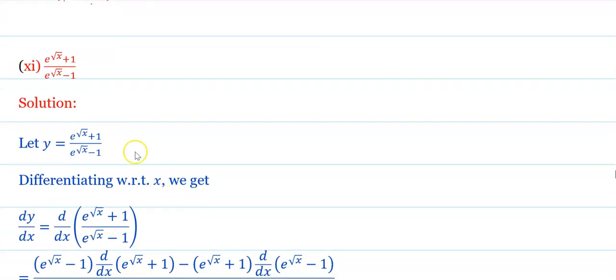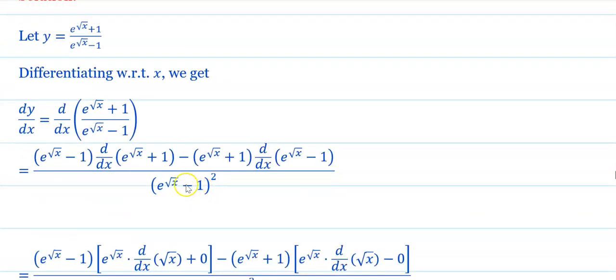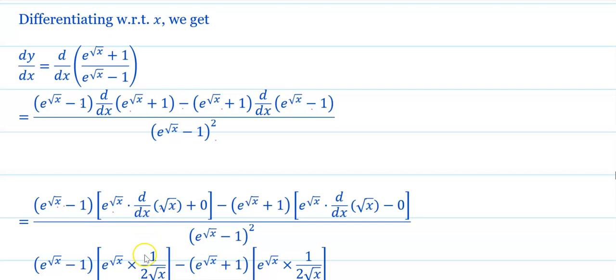Okay. Now next, y is equals to e raised to root x plus 1 upon e raised to root x minus 1. Now differentiating this with respect to x, again apply the quotient rule. v into derivative of u minus u into derivative of v upon v square. e raised to root x minus 1 as it is. Derivative of e raised to root x plus 1 is e raised to root x, and then the derivative of root x. Derivative of 1 is 0. Derivative of e raised to root x is e raised to root x into d/dx of root x. Derivative of this one, which is a constant, is 0.